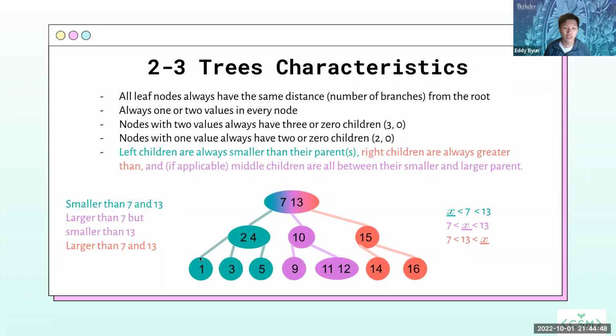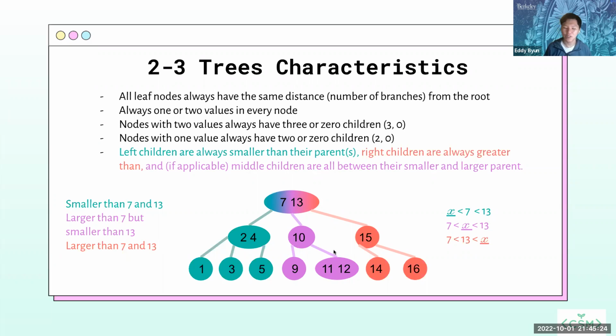The second characteristic of a 2-3 tree is that every node always has 1 or 2 values in it. The next characteristic is that nodes with 2 values always have 3 or 0 children. So in our tree, we have 3 nodes that have 2 values in them, right? This node here has 3 children, and so does this node, but this node here has 0 children.